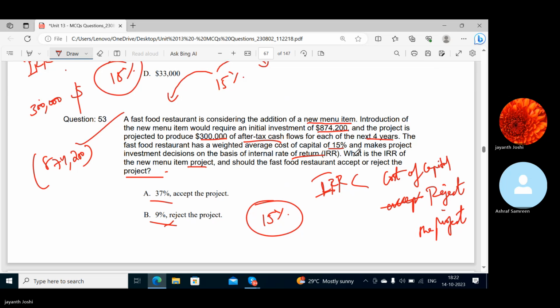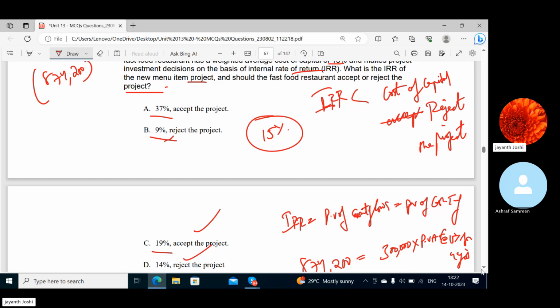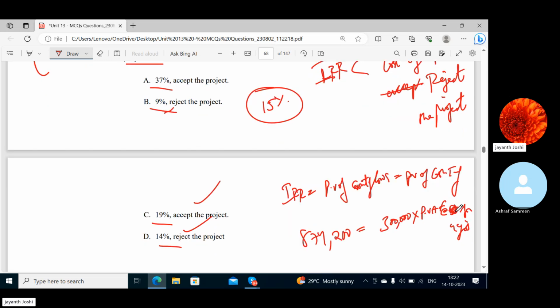What is the IRR of the new menu item? They're asking what is the IRR, right? So we cannot take 15%. Of course, we have to find this out for every project. So only if the rate we take here is the IRR can we say these two will be equal, right?